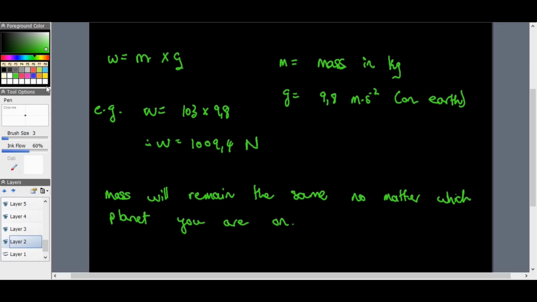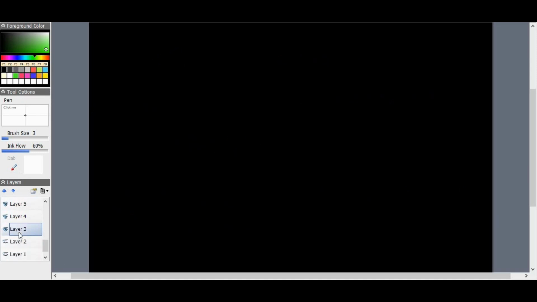Then the next type of non-contact force or field force that we get is a magnetic force. Now we all know how a magnet looks. We've all seen a normal bar magnet before. If you have not, I'll draw the opposite ends for you quickly. So let's just put a heading in here, magnetic force. There we go. It's a normal bar magnet.